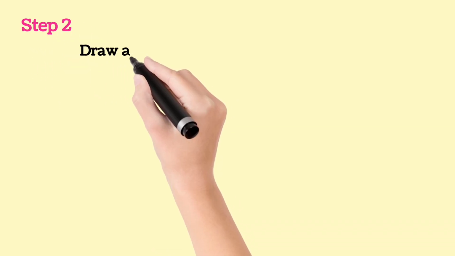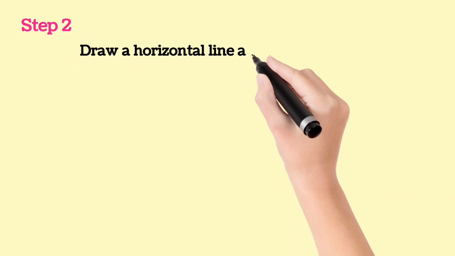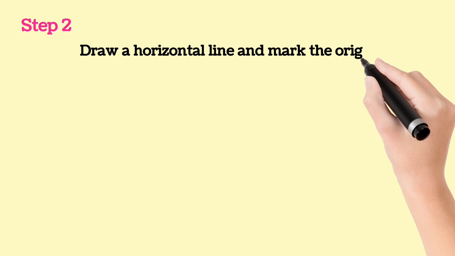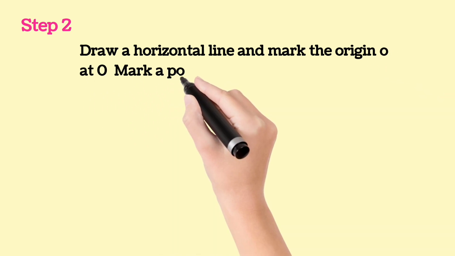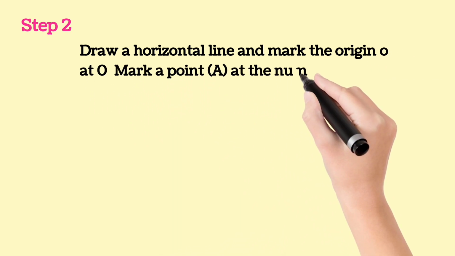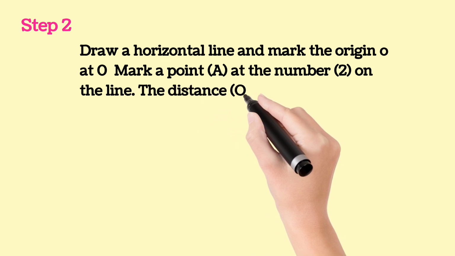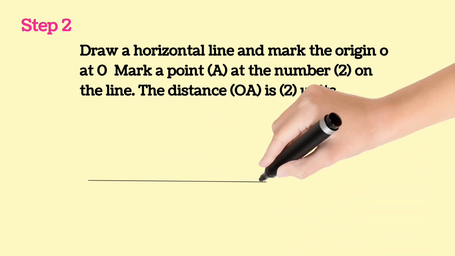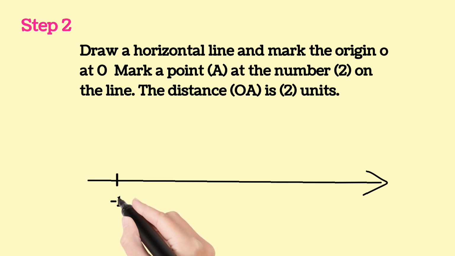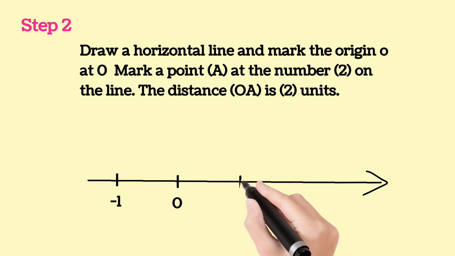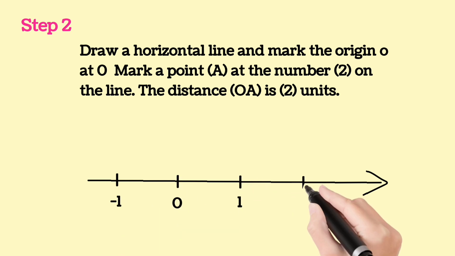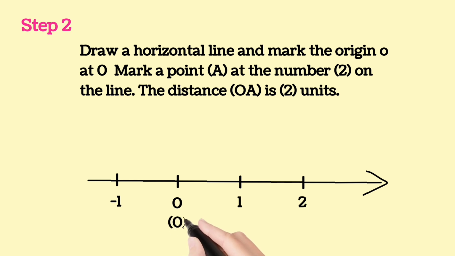Step 2. Draw a horizontal line and mark the origin O at 0. Mark a point A at the number 2 on the line. The distance OA is 2. Draw a horizontal line with an equal scale of 1, minus 1 on the left side of 0 and 1 and 2 on the right side. Mark 0 as origin O and 2 as A.